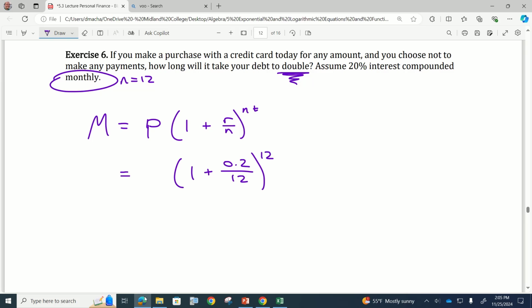Obviously, I'm looking for t. The question asks, how long will it take? So I'm looking for t. I'm looking for the number of years that are going to pass here. The only thing that's not given to me is what is my maturity value and what's my principal.